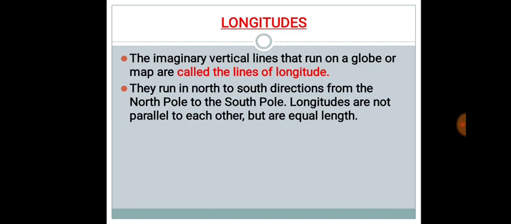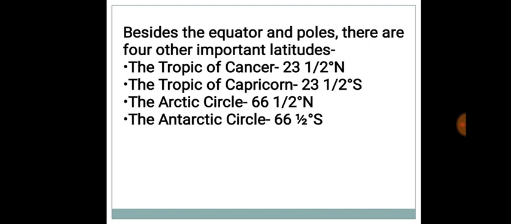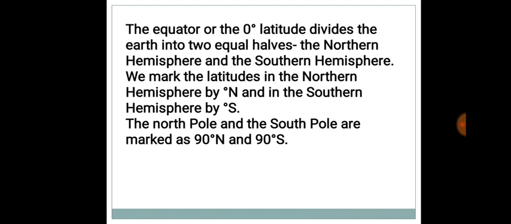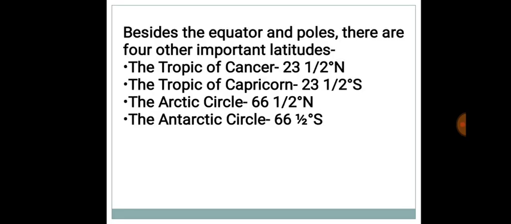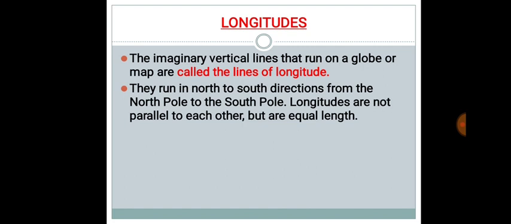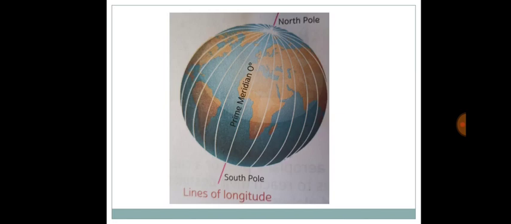So the longitude lines run from north to south, North Pole to South Pole. And we have seen in the previous class that latitude lines are also imaginary lines which run from east to west, and the longitudes from north to south. So this is the chart. This is another globe. You can see how the longitude lines run from North Pole to South Pole.